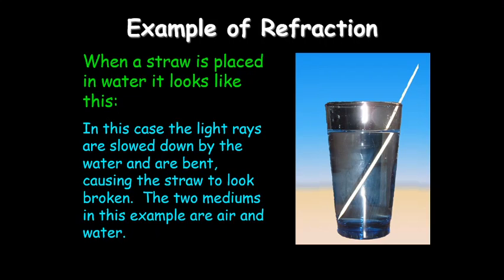So here's an example of refraction. This is when you have a pencil, a straw, and it looks like it's bent or cracked, right? So in this case, the light rays are slowed down by the water and are bent, causing the straw to look broken. The two mediums in this example are air and water. So here you have light, right? Light is going through, passing through air. But when it hits water, it's going to slow down and it's going to make the object appear like this.